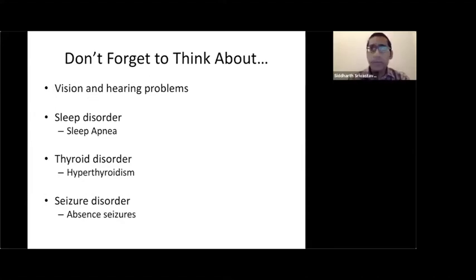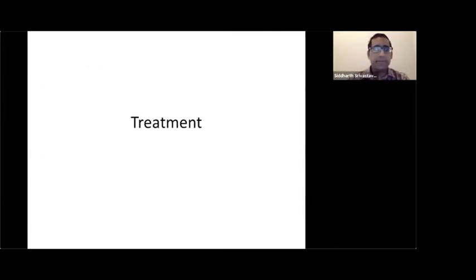Is there a thyroid problem such as hyperthyroidism? Usually there are other symptoms that go along with this. Could there be seizures, especially a type of seizures known as absence seizures? And usually a good history will help indicate if this might be the cause. So let's talk about treatment options.